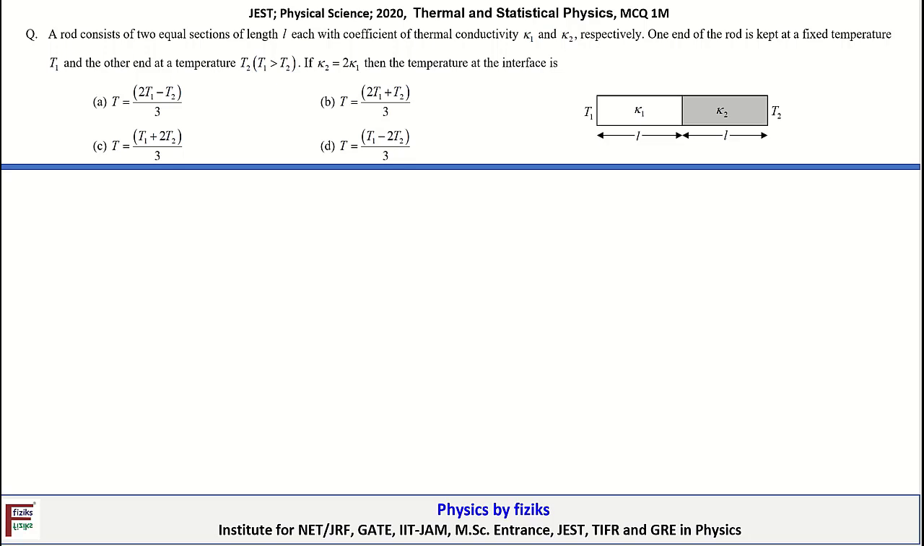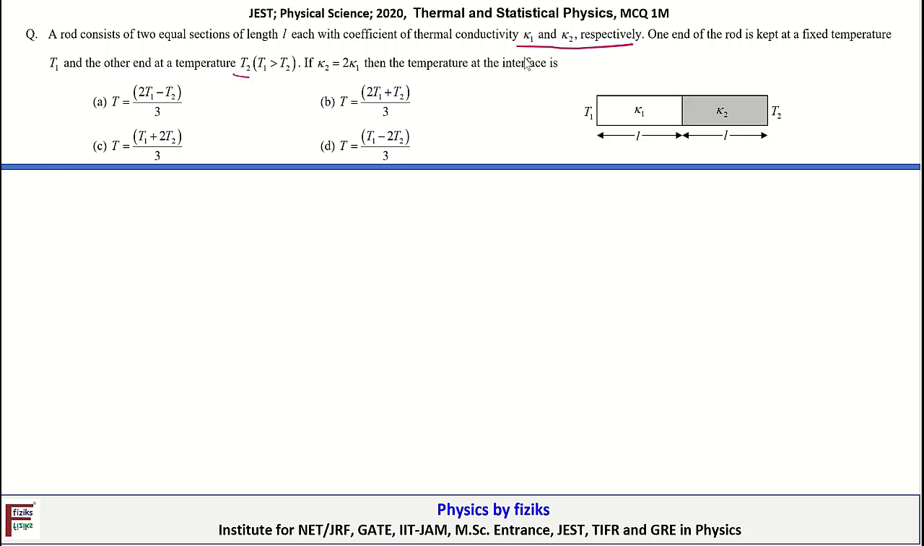The statement is: a rod consists of two equal sections of length L, each with coefficient of thermal conductivity K1 and K2 respectively. One end of the rod is kept at fixed temperature T1 while the other end is at temperature T2, such that T1 is greater than T2. If K2 is twice the value of K1, then what is the temperature at the interface?